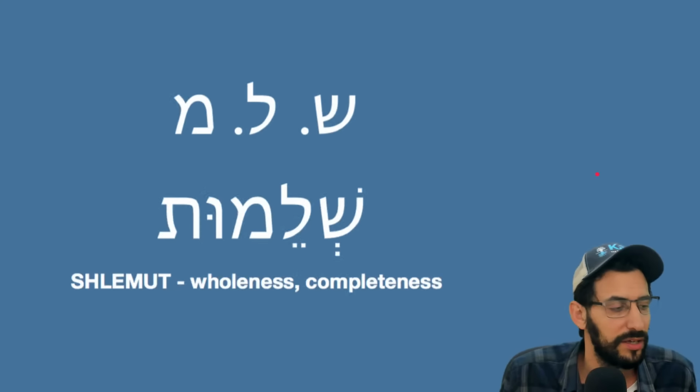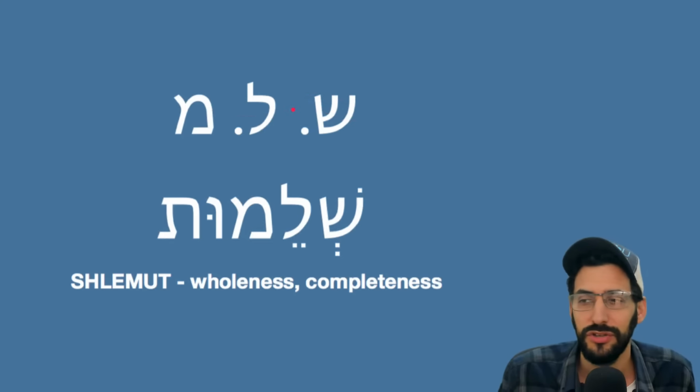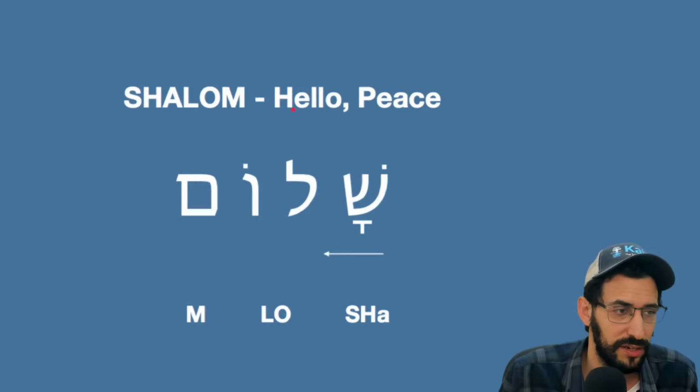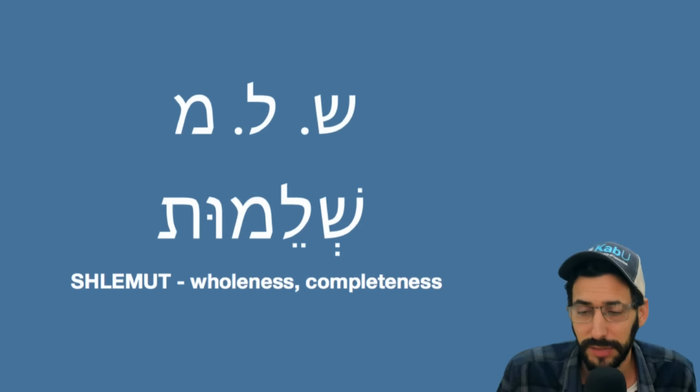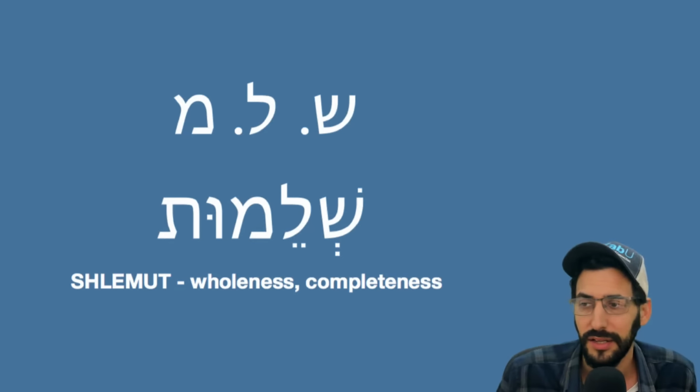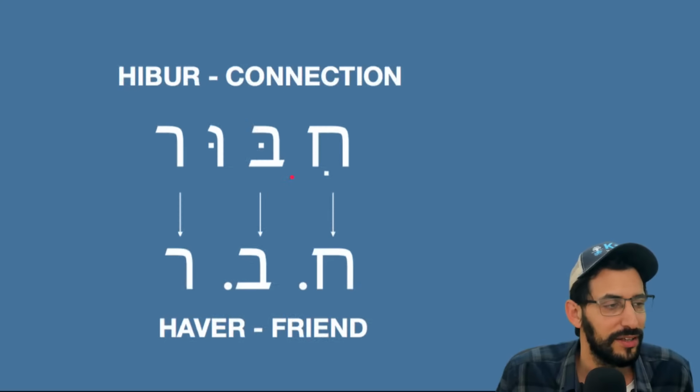Okay, so you could also say, from understanding the root shalem, you can have different variations of the same word. So from shalem, you can say shalom, like we said here, right? But you could also say shlemut, which means wholeness and completeness. So that's one example. Let's take a look at another example.